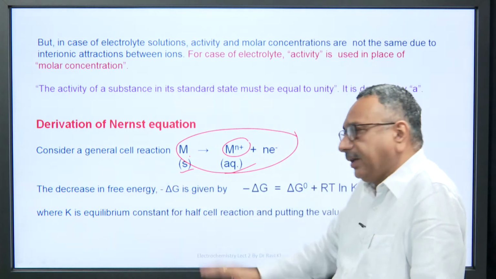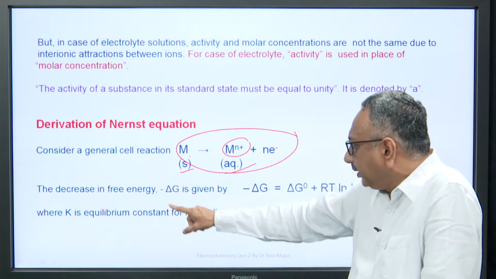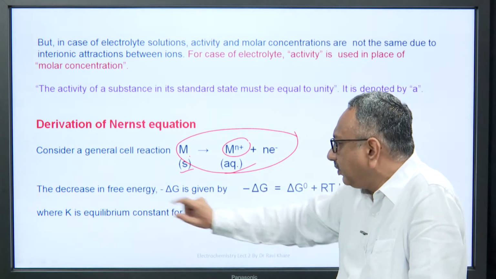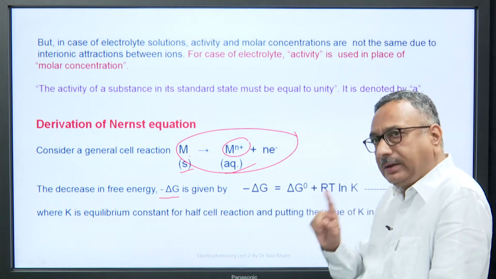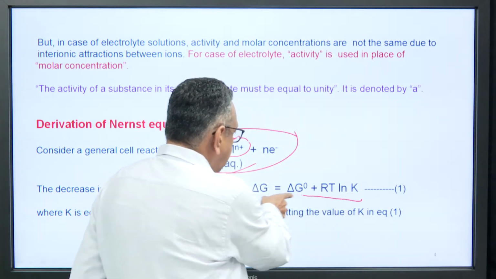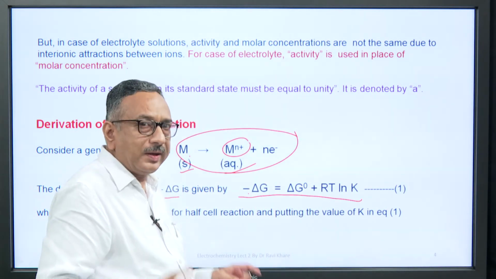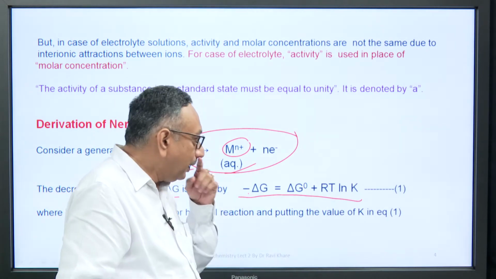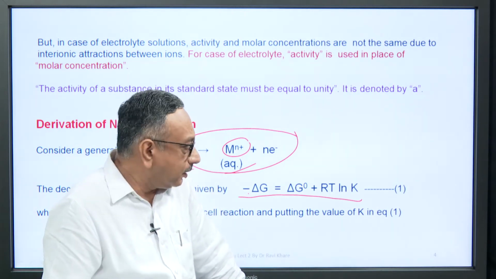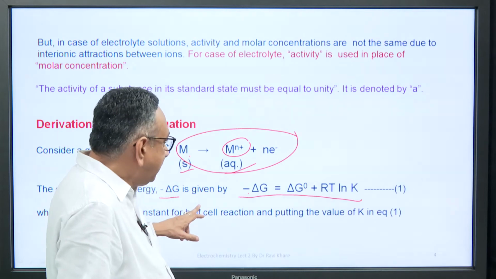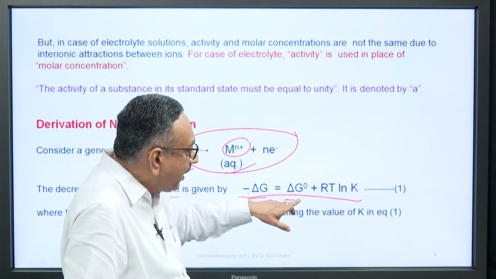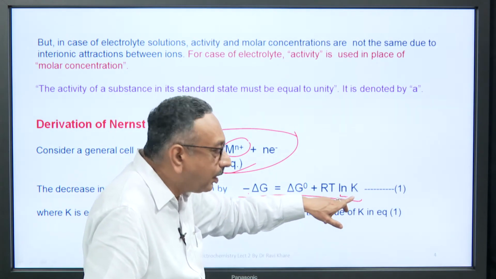The decrease in free energy in thermodynamics means minus delta G. In thermodynamics, minus delta G is given by delta G0, that is the standard free energy change, plus RT natural log of K, where K is the equilibrium constant. So the decrease in free energy, minus delta G, is equal to delta G0 plus RT natural log of K.